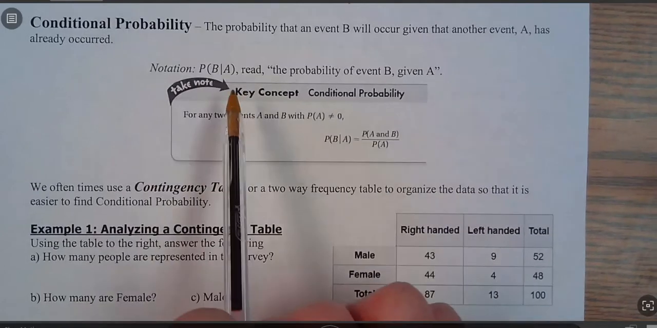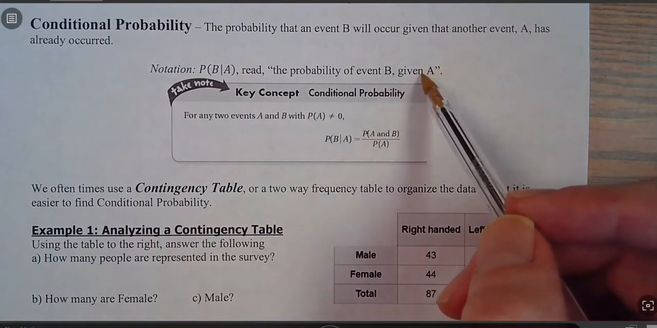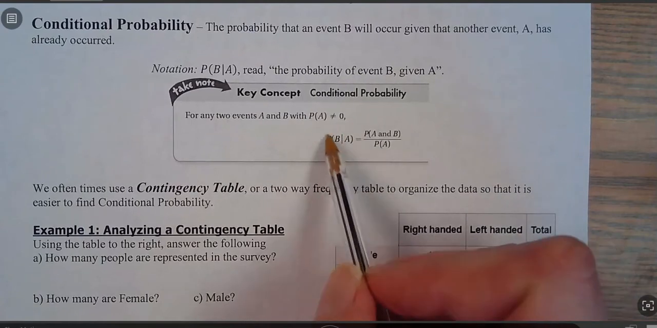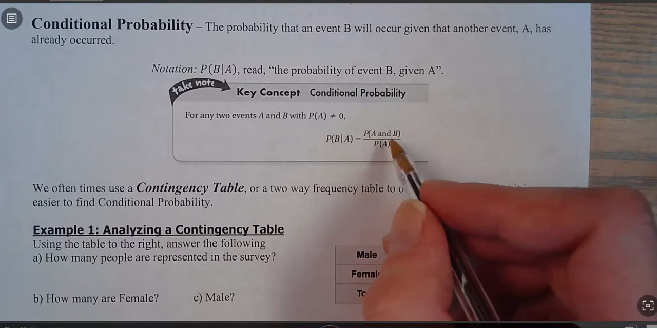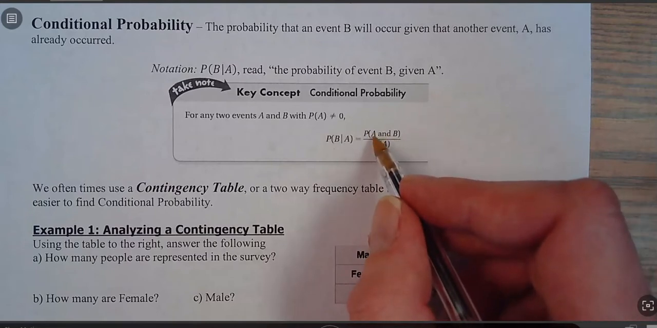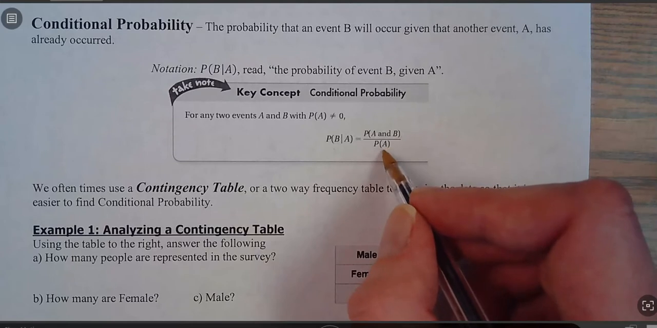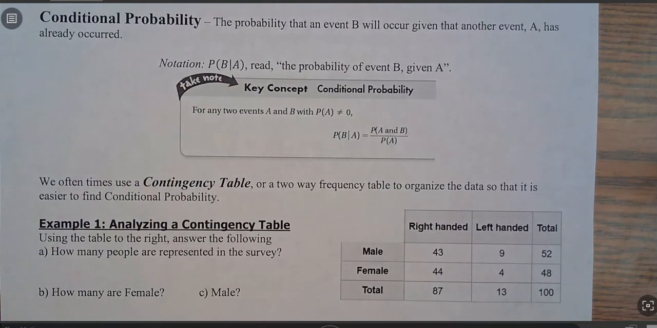So the formula for this, instead of dividing by everybody, you just want to divide by the people who met that first condition, that A condition. So for any two events, this notation, the probability of B given A, means the probability of all those who were A and then followed up with B divided by all those who met the A condition. Instead of dividing by the whole group, you're going to divide by just the people that met the first condition. Okay?